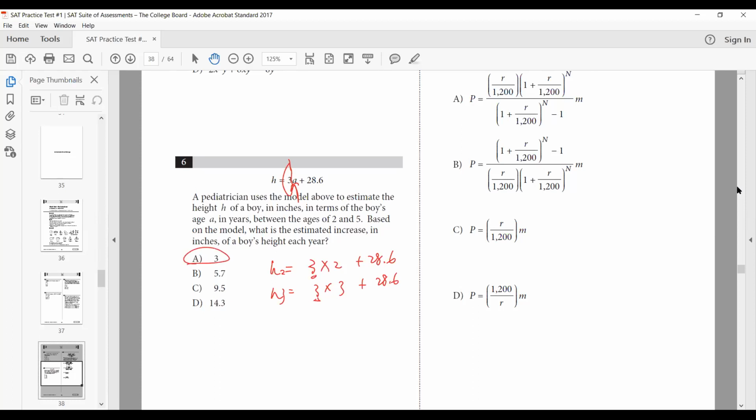We can go to this one, right? Everyone got it? Grace, did you get it?